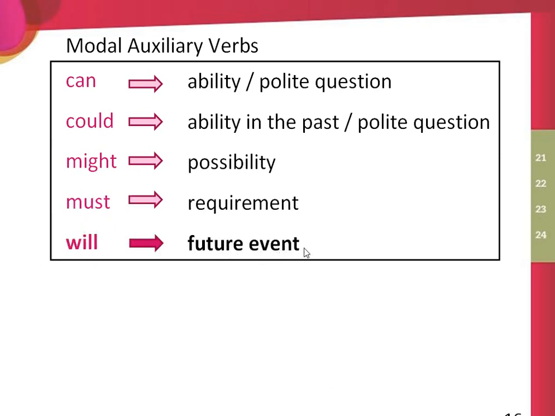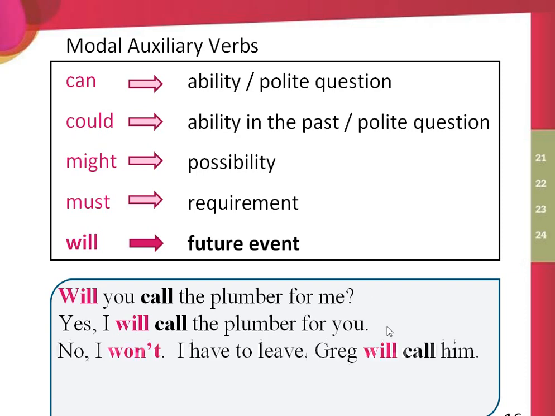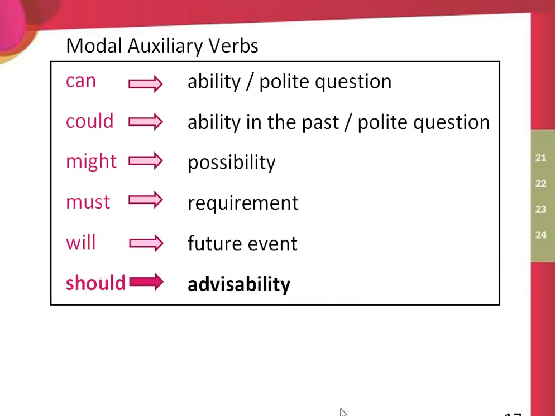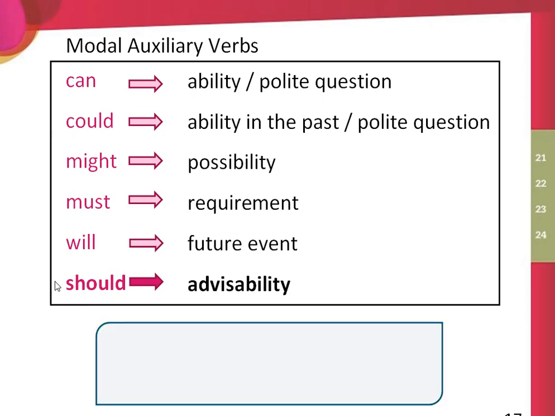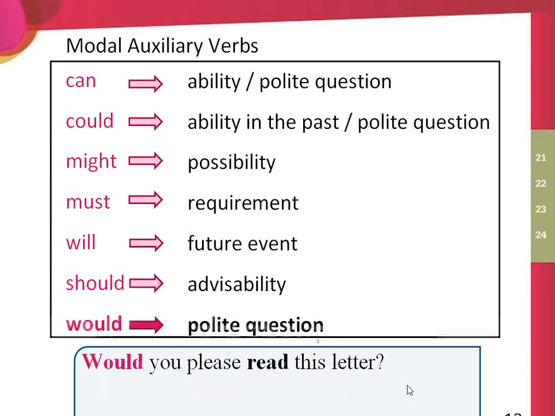Will is used for future event. Example sentences. Will you call the plumber for me? Yes, I will call the plumber for you. No, I won't. I have to leave. Greg will call him. I will meet you in 5 minutes. Should is used for advisability. When you're advising somebody to do something or offering advice, I usually use should so as not to sound too aggressive. Example, shouldn't you exercise more? Yes, I should, but I'm too tired. No, I shouldn't. I have a bad cold.